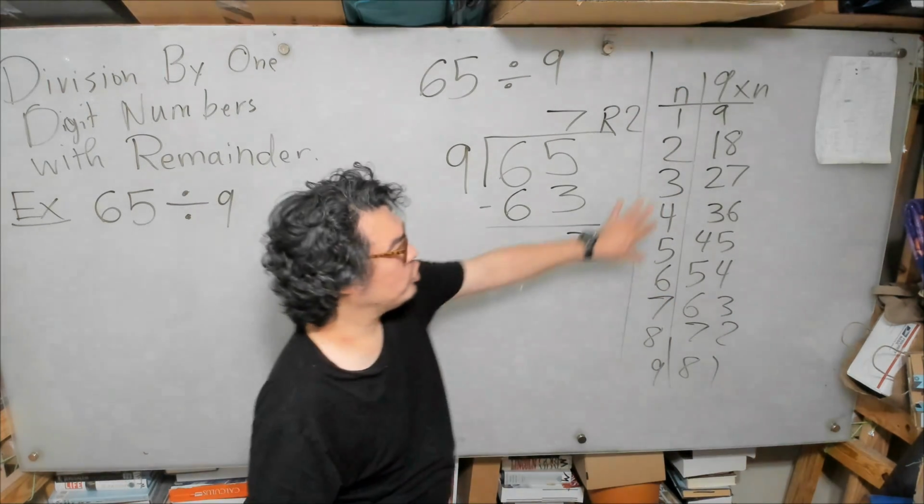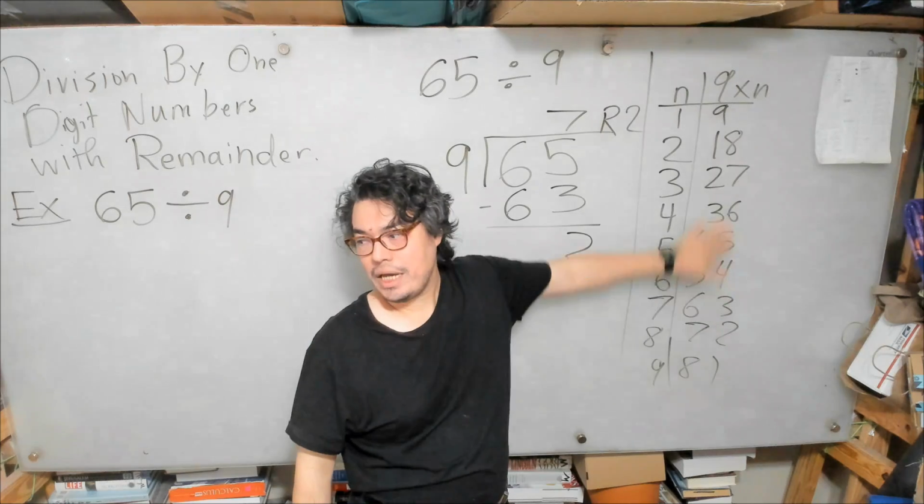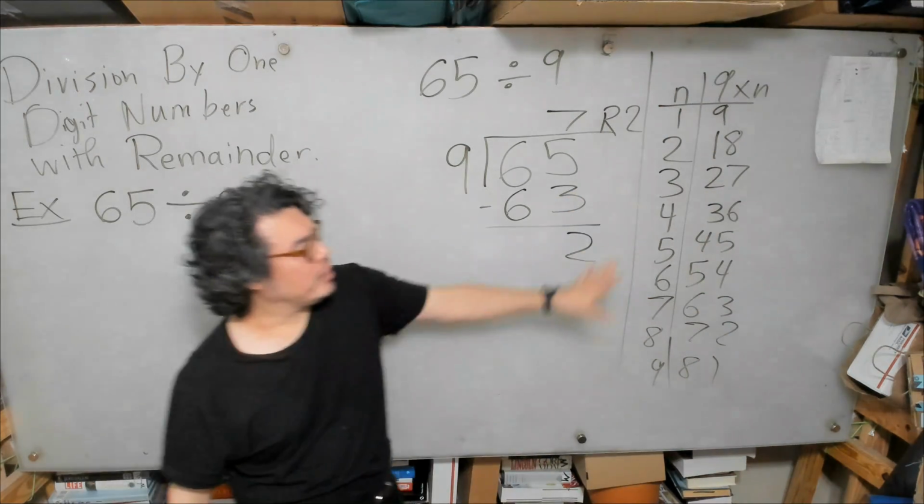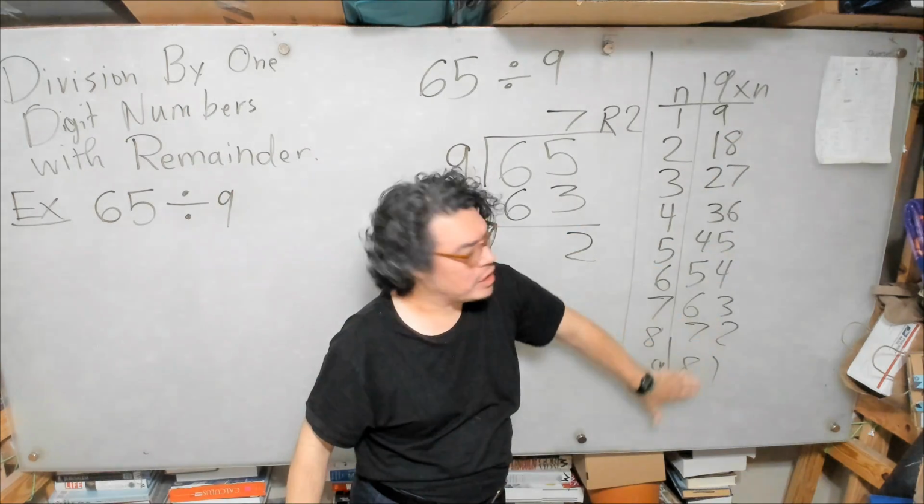By the way, I wanted to show you this here so you can see how you can generate a multiplication table on the spot by just adding each time.